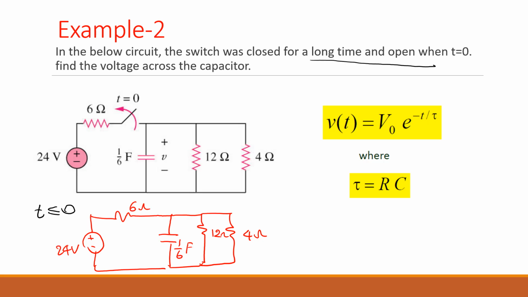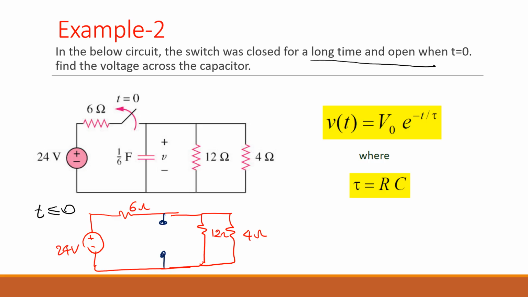Now, as the switch is closed for a long time, the capacitor will be fully charged, and the capacitor path is acting as an open circuit. Do you agree with that as well? So my circuit looks like this. Agree? Because the capacitor is fully charged. The capacitor should be here, but as it is fully charged, it is an open path.